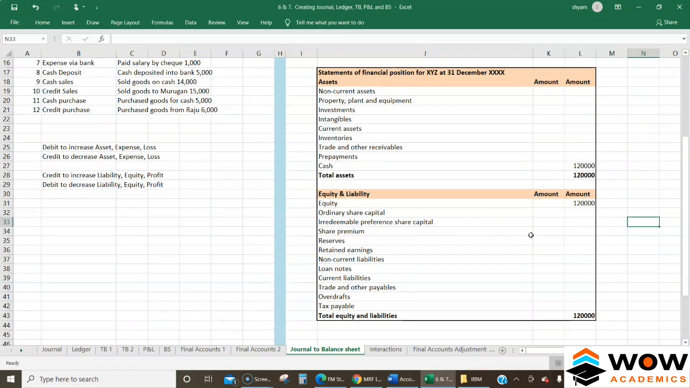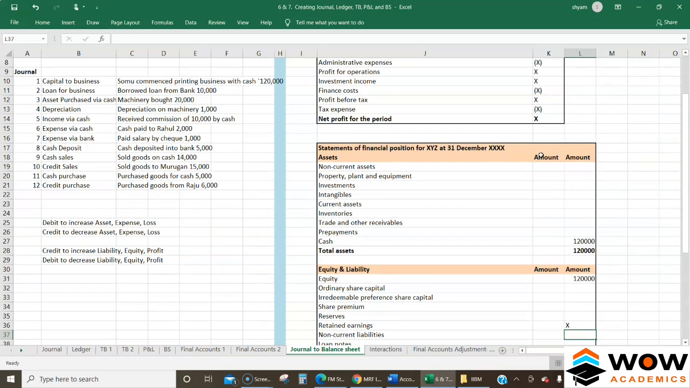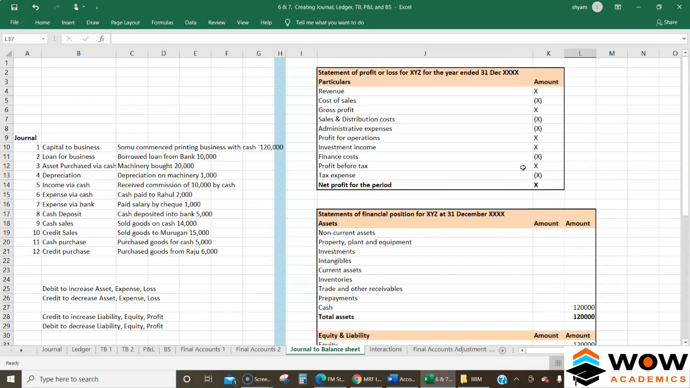We'll also add the retained earnings. That also we'll pull, so that only when you know how it is getting pulled, you will know how these numbers are working. So what we'll do is put the formulas first and then we'll do it. This number minus this number.